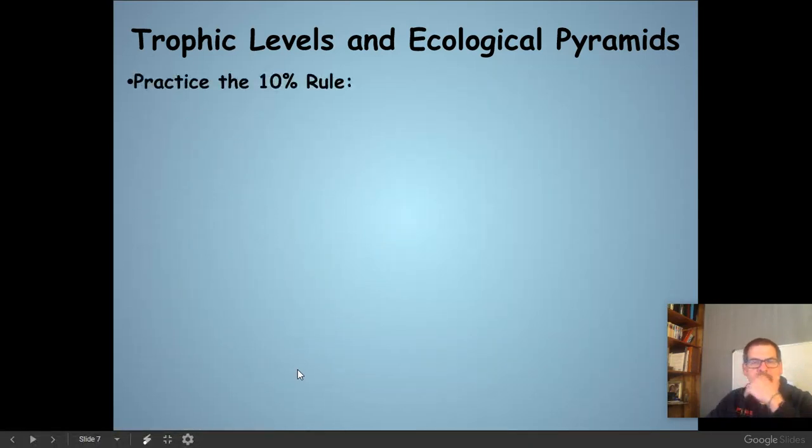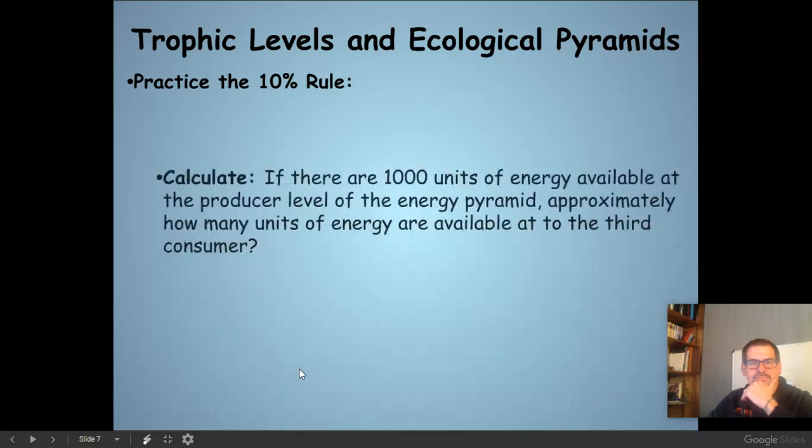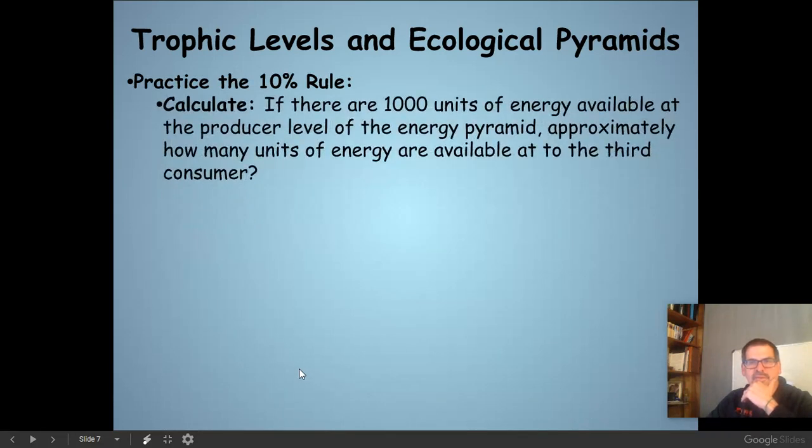All right, so just take a minute and practice the 10% rule. If there are 1,000 units of energy available at the producer level of the primary energy pyramid, approximately how many units of energy are available to the third consumer?